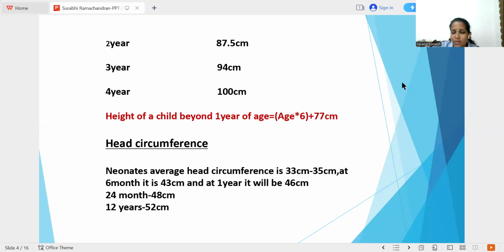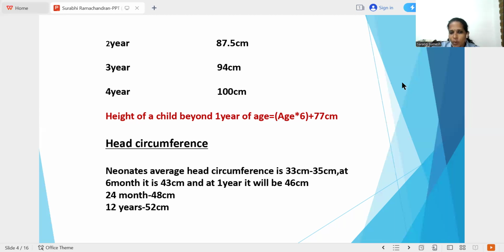For height also we are calculating with one equation. Height of a child beyond 1 year of age, age into 6 plus 77. So we'll get the height of the child. In infants, we are using an infantometer to measure length. In pediatrics after 1 year, and even in adults, we are using a stadiometer for height measurement.